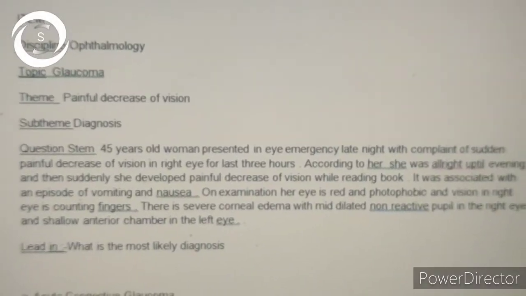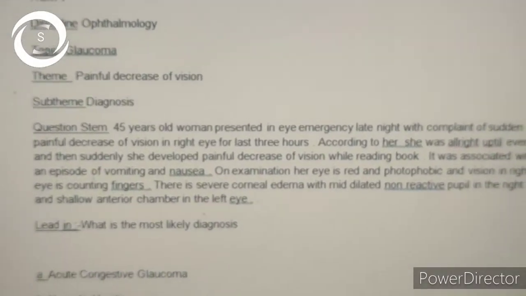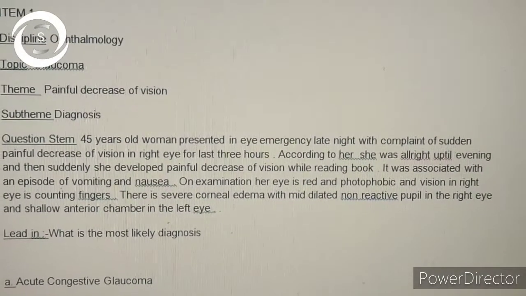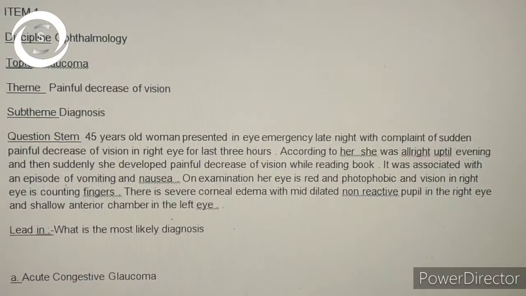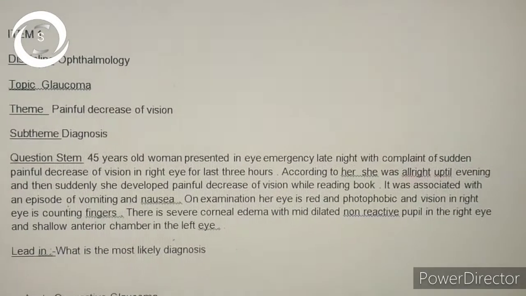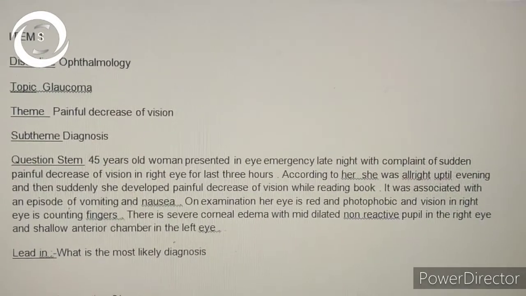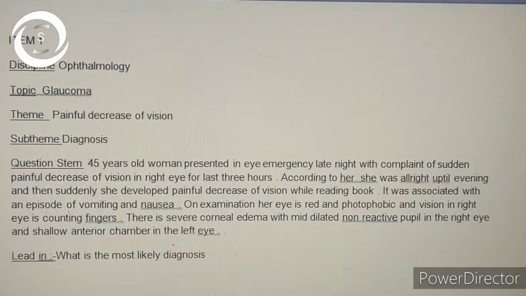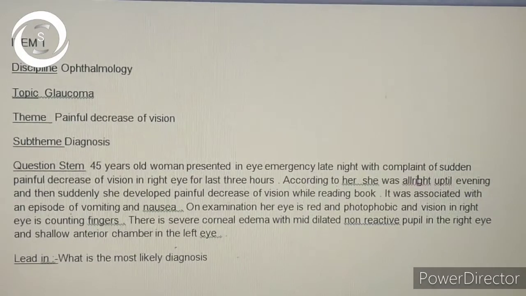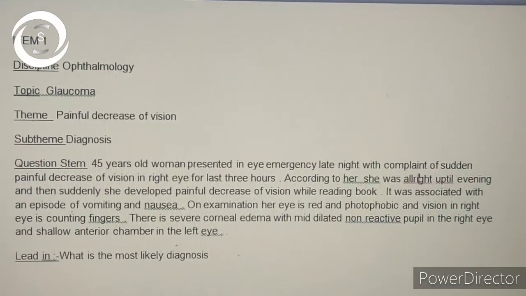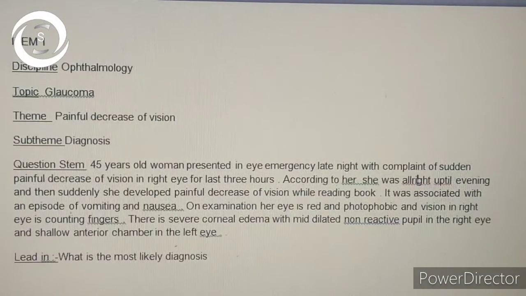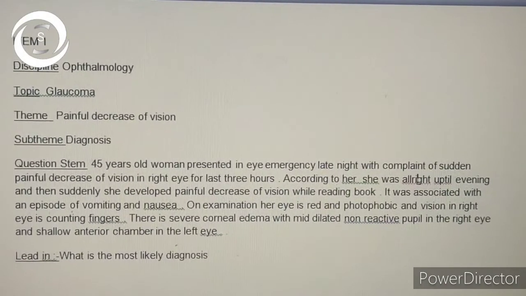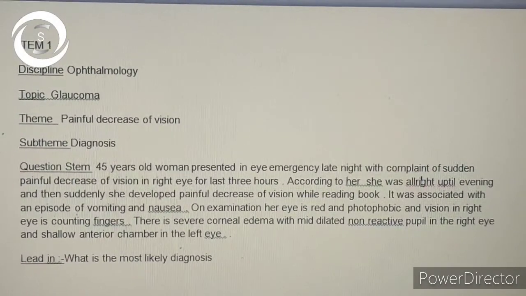On examination, her eye is red, congested, and photophobic, and vision in right eye is counting finger. There is a severe corneal edema, mid-dilated non-reactive pupil, and shallow anterior chamber. So that's a scenario. It has told you everything about that patient. Now lead in. Lead in is again the sub theme. What is the most likely diagnosis?